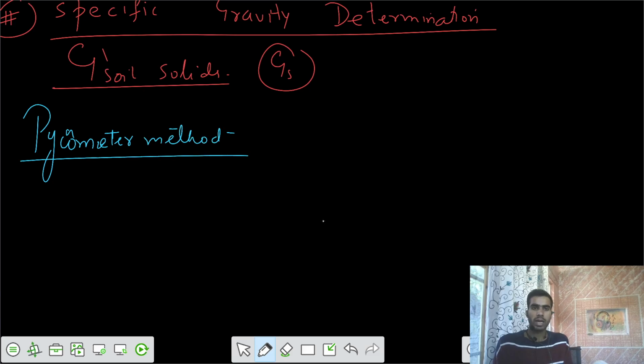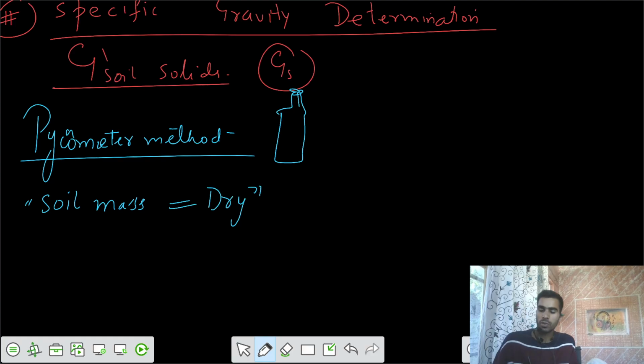So we are going to use that same pycnometer. And in this case, our soil mass should be dry. It should be in dry condition.